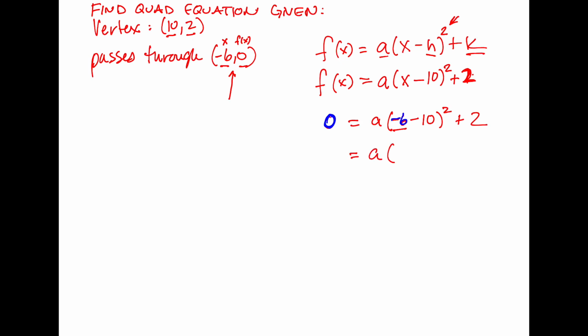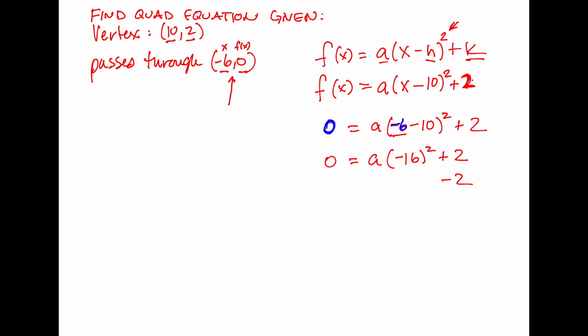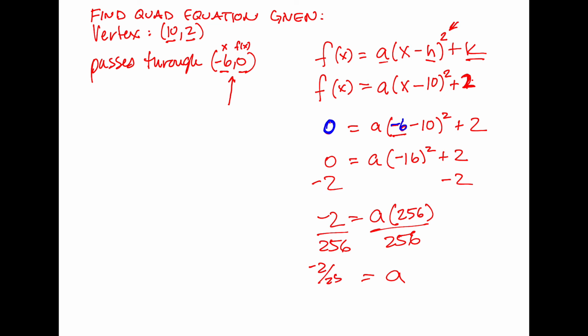So a, this becomes negative 16, which we're squaring, plus 2. And so we want to start simplifying this out. I'm going to subtract 2 on both sides. That gives me negative 2 equals a times negative 16 squared. Well, 16 squared is kind of a large number, but it is 256. And so then if I solve this for a, we'll divide both sides by 256, and we have a has a value of negative 2 over 256. That's the remaining value I needed to write out this function.